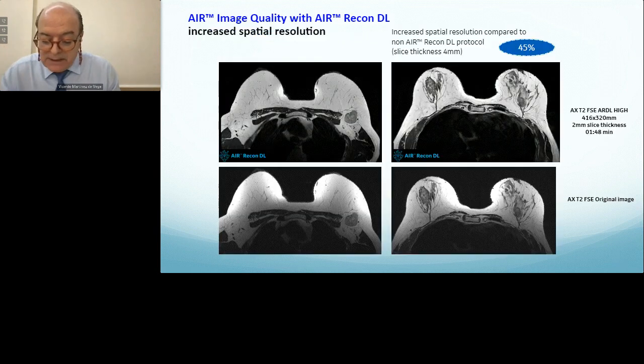In breast MR imaging, AIR DL reconstruction is comparable with T1 and T2 sequences. In the top images obtained with AIR DL, we observed higher quality, better resolution, and shorter acquisition time compared to our conventional sequence. There is an increased spatial resolution of about 45%.